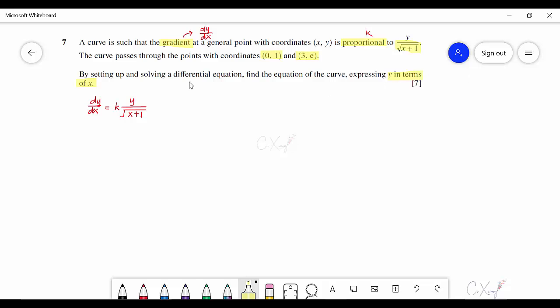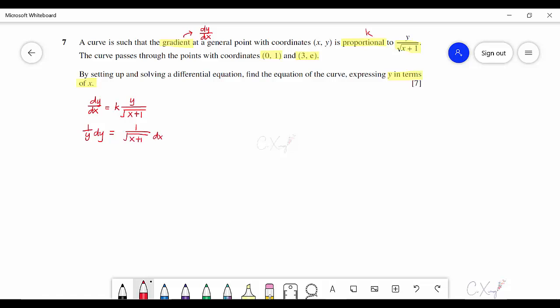Okay, so as I mentioned just now, from the first sentence in this question, I can set up this differential equation already. Then the next step is you have to move all the y variable to one side, all the x variable to one side. So if I move all the y variable to one side, I will have 1 over y dy equals 1 over square root x plus 1 dx.